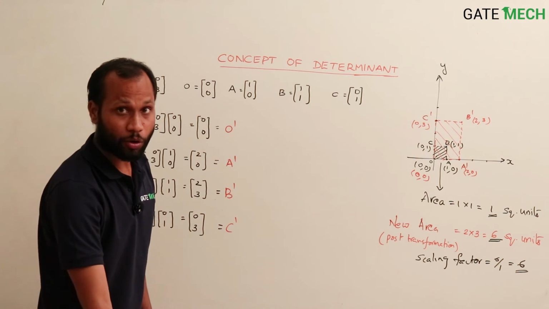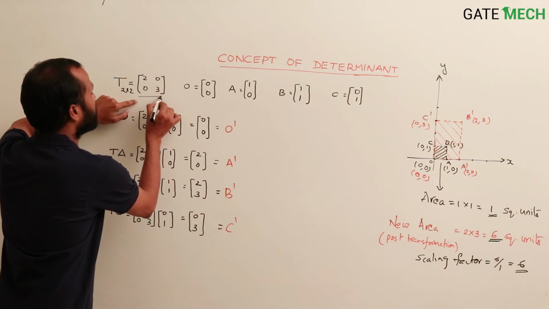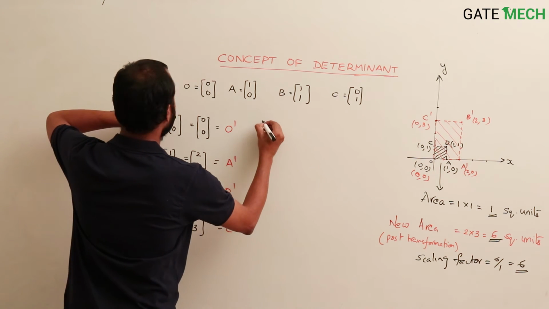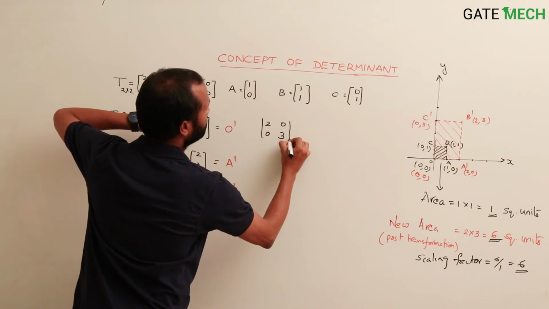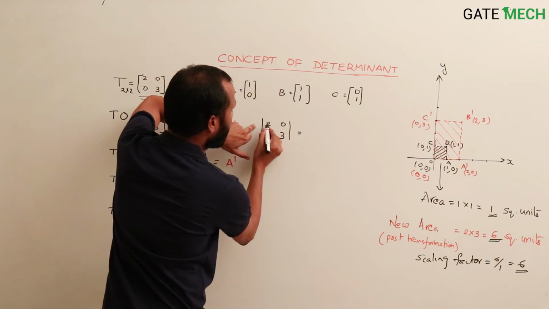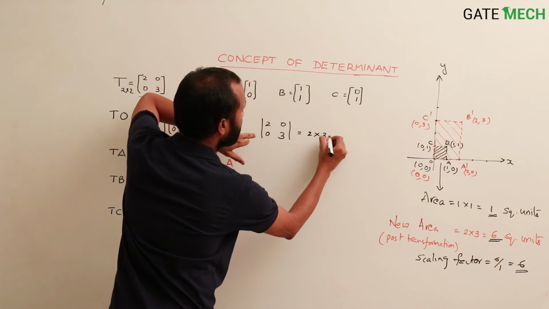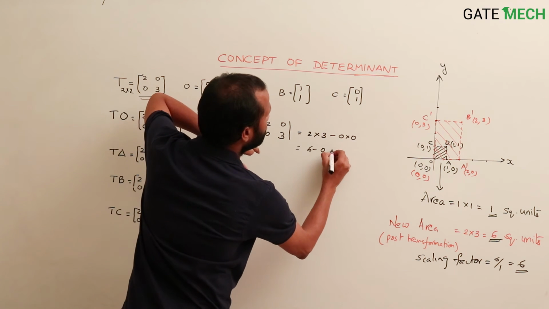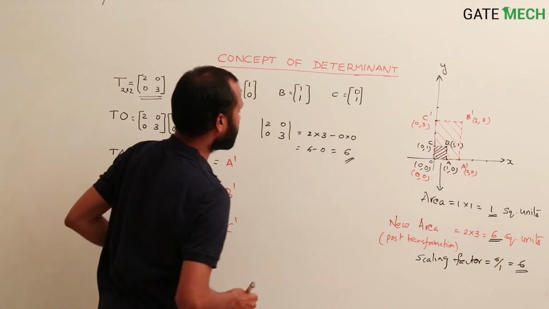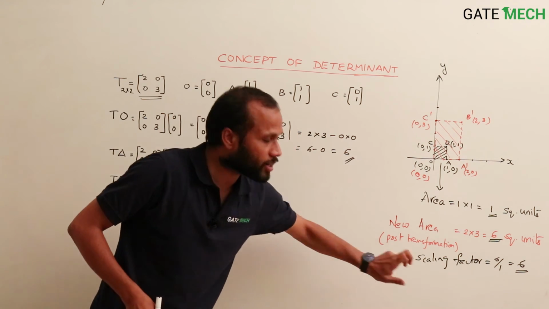Okay, we know already how to find the determinant. Now you find the determinant of this T matrix. What is the determinant of this T matrix? Det of 2 0 0 3. It would be AD minus BC. So 2 into 3 minus 0 into 0. This is nothing but 6 minus 0. This is equal to 6. So the determinant here equals the scaling factor here.